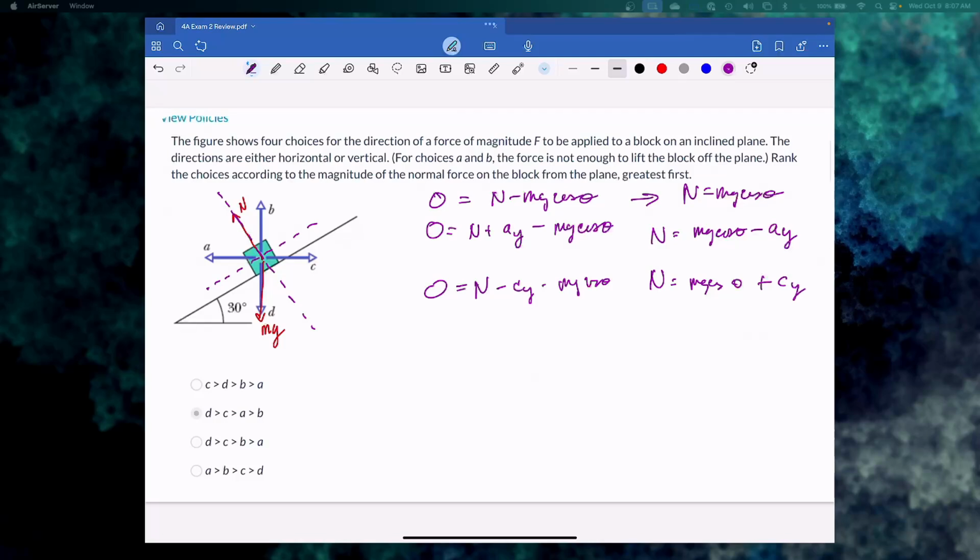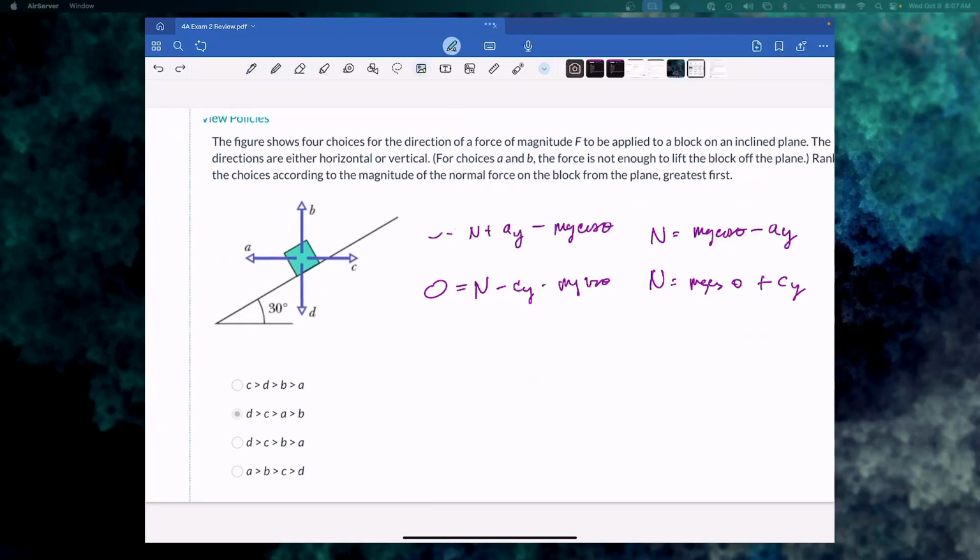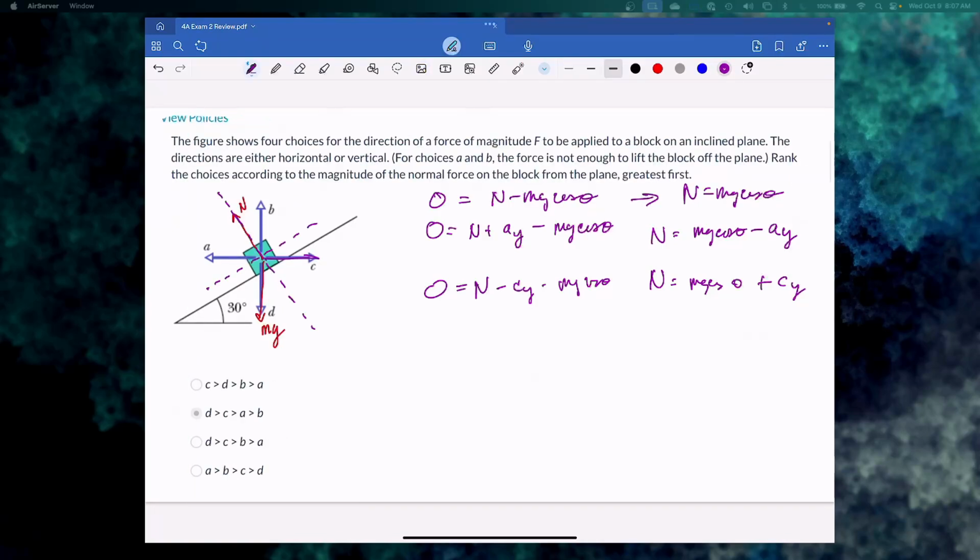Yeah? How did you get C then? How did I, when I was looking at force C? Here's the, whatever I just did, I have no idea. There we go, okay? So it's this force right here, right? But we break it up into its component parts.